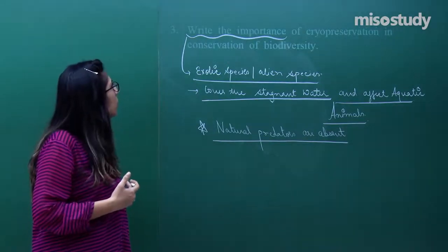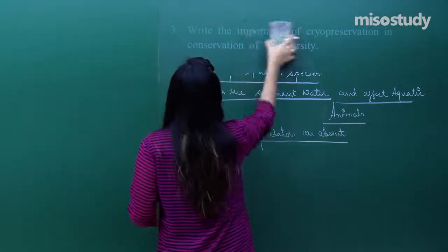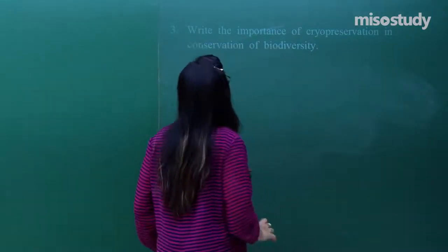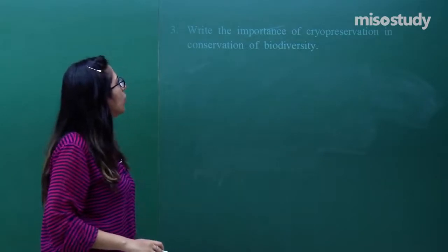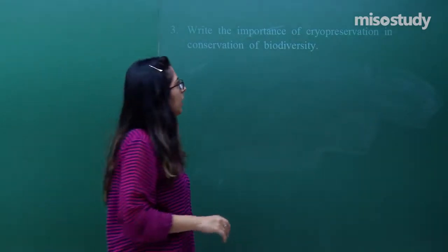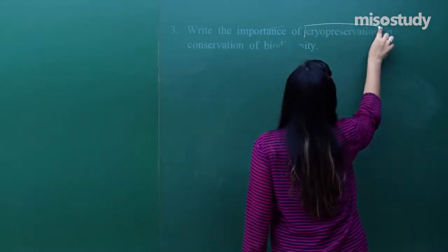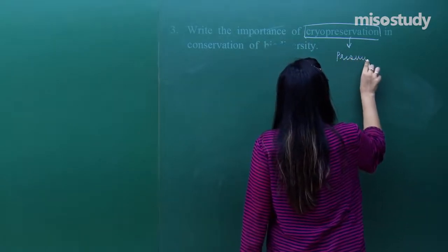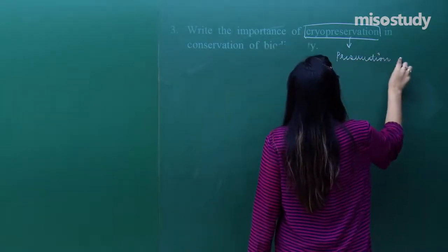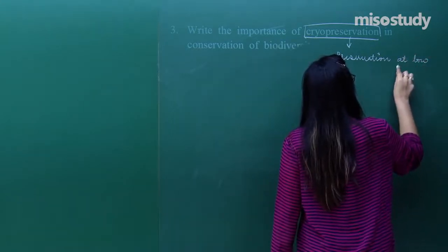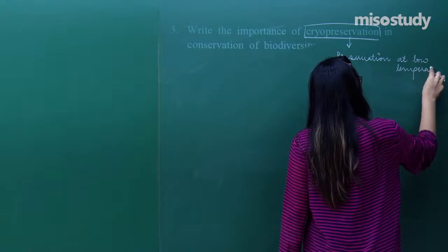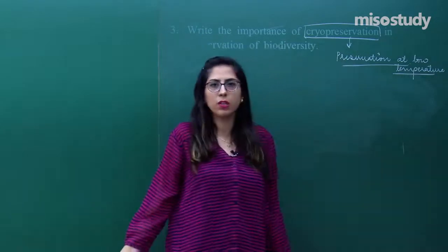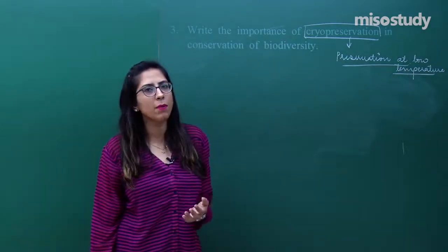Now let's move on to the third question. This is also a 1 mark question. Write the importance of cryopreservation in conservation of biodiversity. First of all, what is cryopreservation? That is preservation at low temperature. When we are preserving anything at low temperature, we are maintaining their viability.